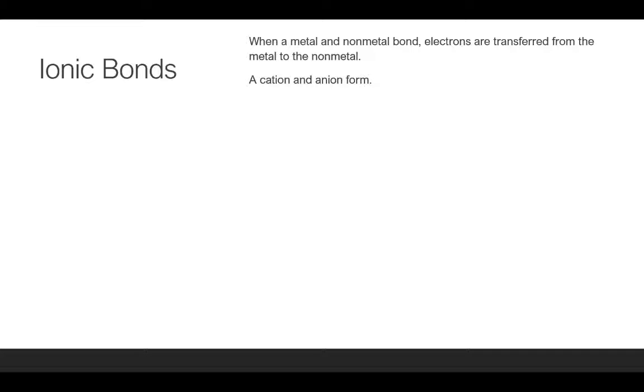A cation and an anion will form. A cation is a positively charged ion and an anion is a negatively charged ion. If the metal loses electrons, it's giving its electrons up, so it's going to be positively charged now, a cation. And the non-metal is gaining those electrons, so it becomes an anion. The cation and the anion have opposite charges, one positive and one negative, so they are attracted to each other, and this is called an ionic bond.